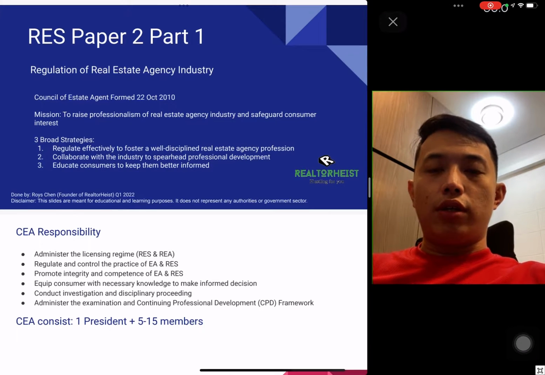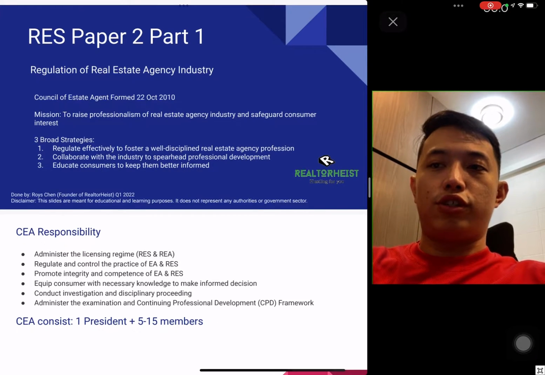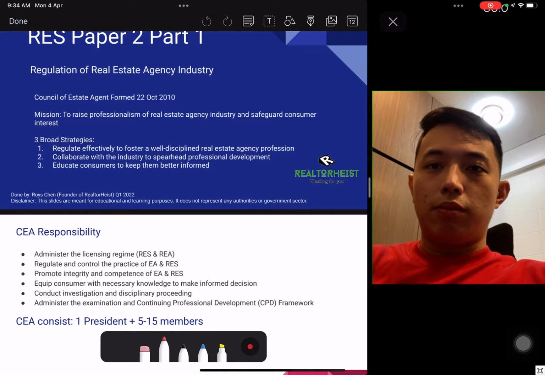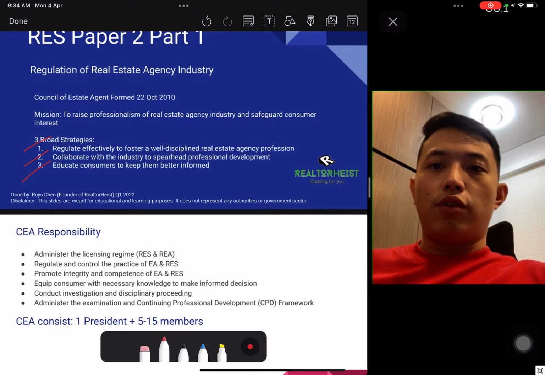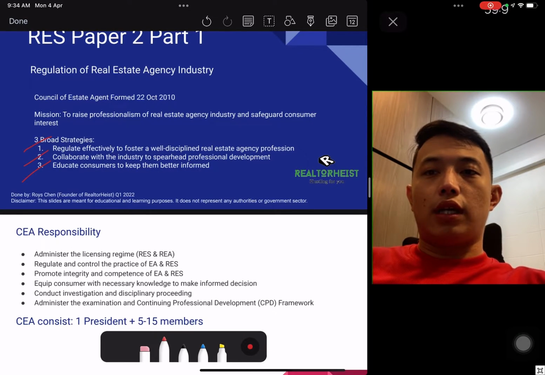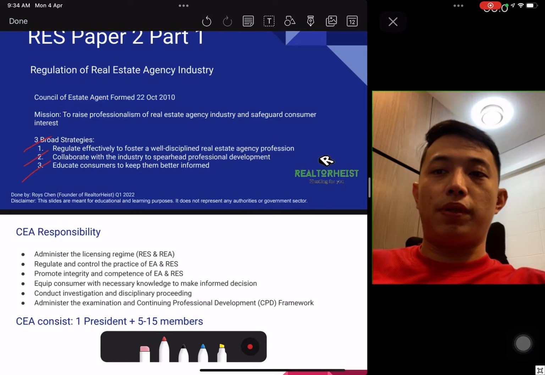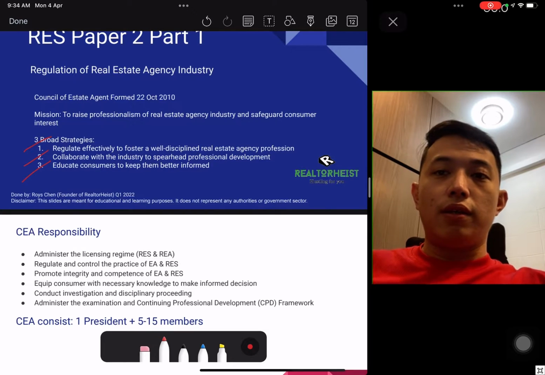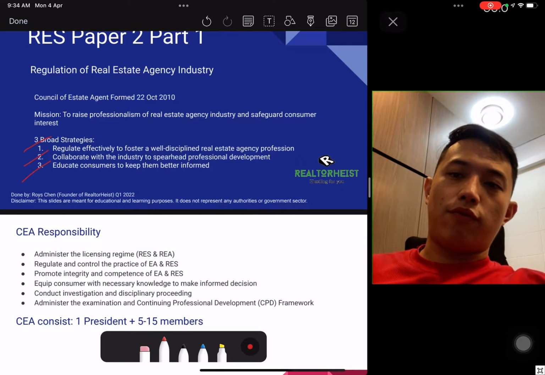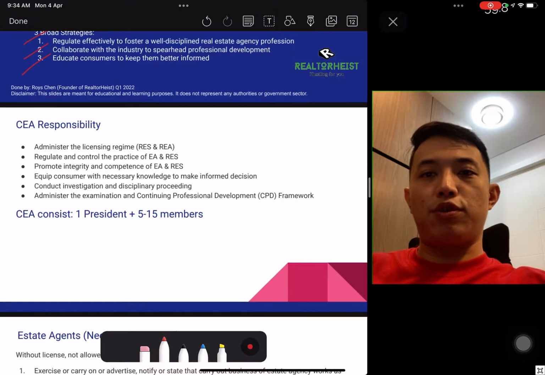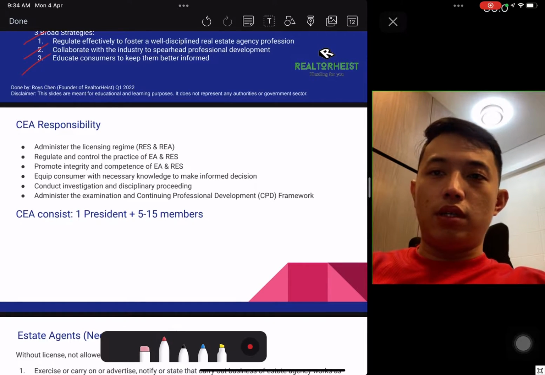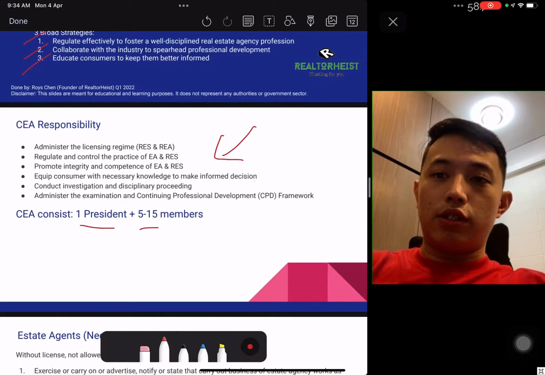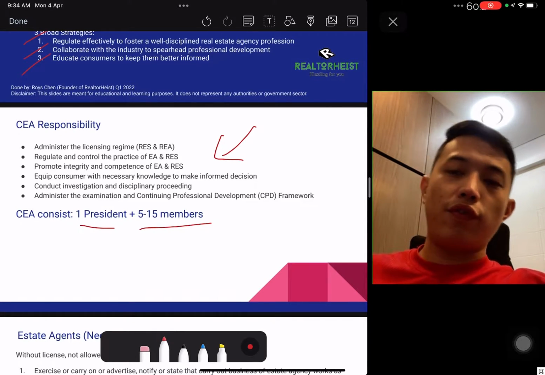So they only have three board strategies in this sense. Just take note that the three are: to regulate and foster a well-disciplined real estate industry, to collaborate and spearhead the professional development, and to educate consumers so that they are better informed. So it's to protect, as the mission. So these are the responsibilities of CEA. Do read out yourself. CEA actually consists of 1 president and 5 to 15 members.